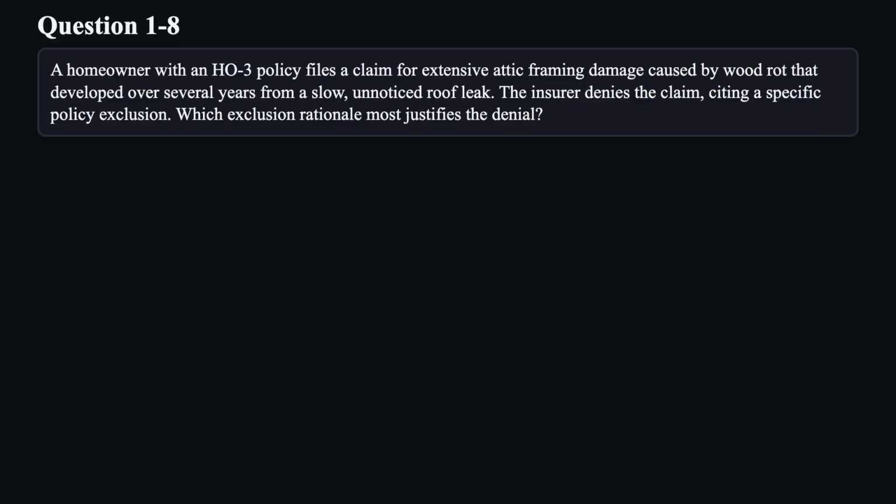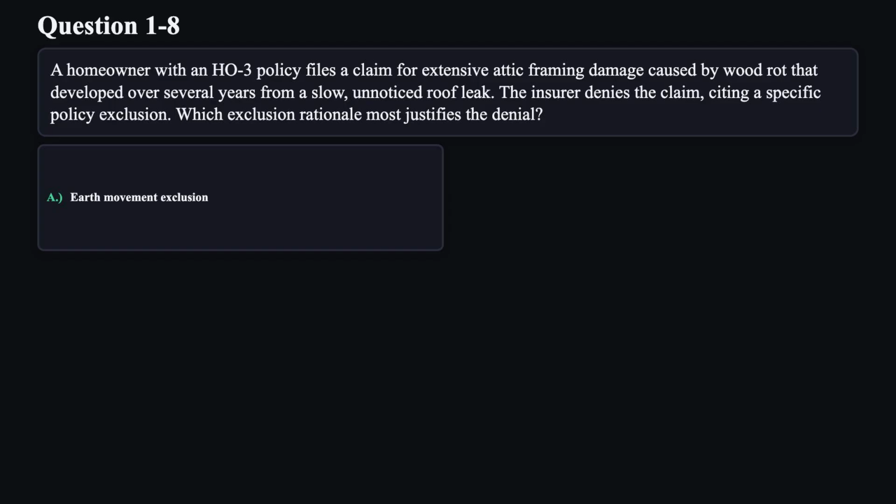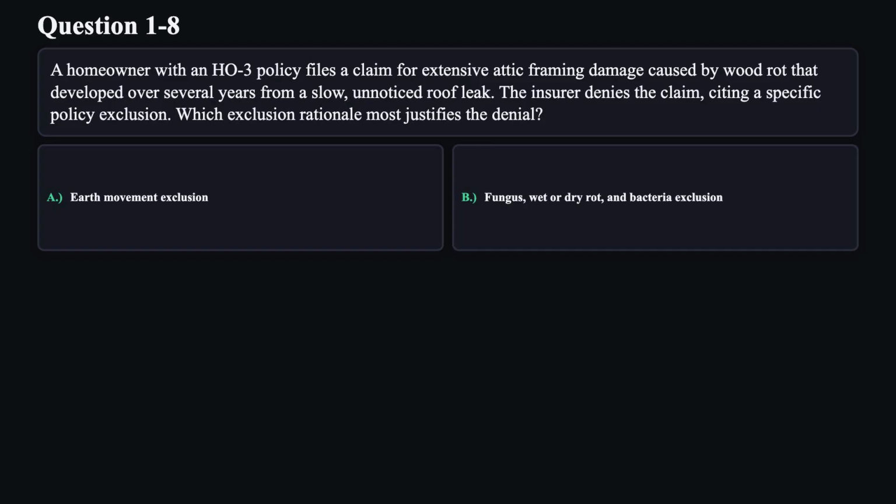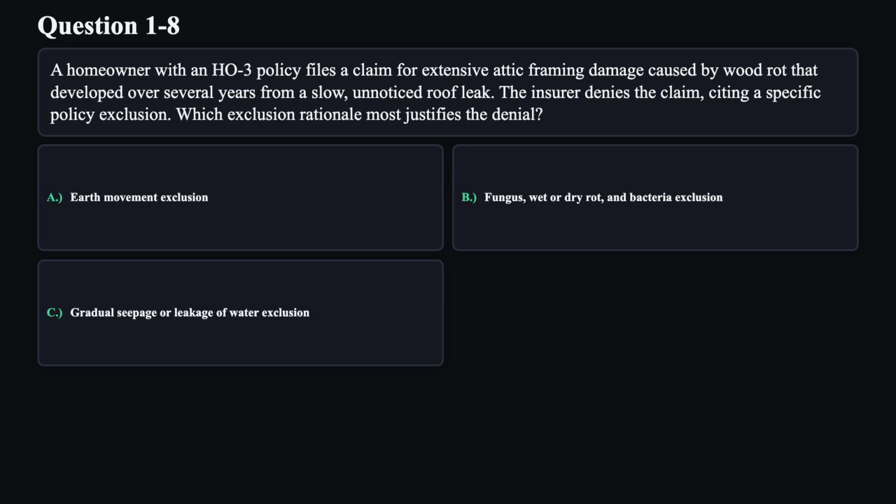Question 8. A homeowner with an HO 3 policy files a claim for extensive attic framing damage caused by wood rot that developed over several years from a slow, unnoticed roof leak. The insurer denies the claim, citing a specific policy exclusion. Which exclusion rationale most justifies the denial? A. Earth movement exclusion. B. Fungus, wet or dry rot, and bacteria exclusion. C. Gradual seepage or leakage of water exclusion. D. Wear and tear exclusion.